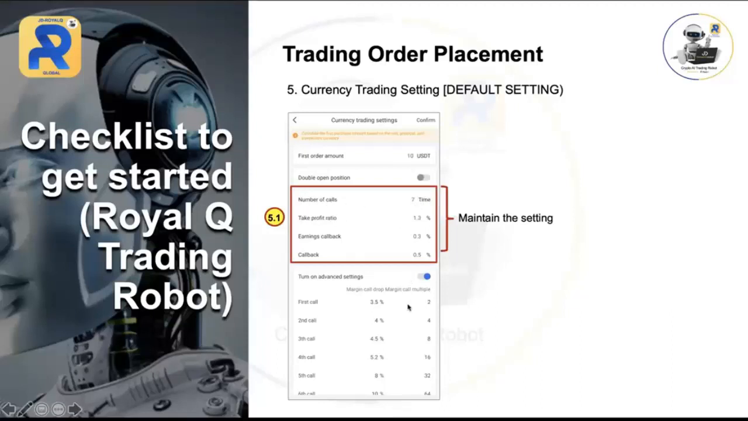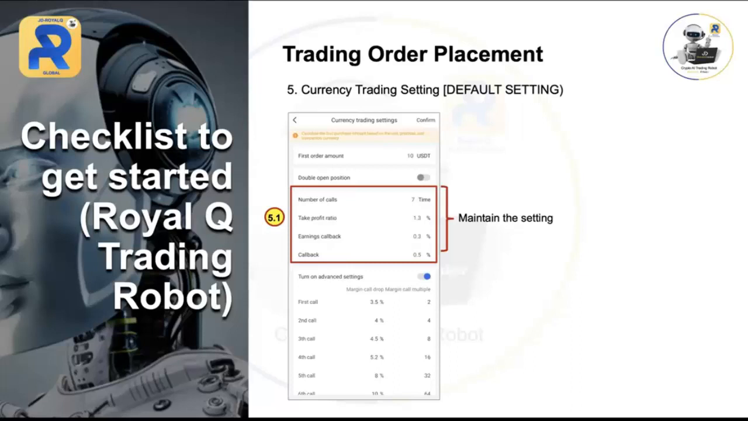Now, when you see 7, you will see at the bottom here there will be 7 calls, which simply means if the market goes against your average price, against your open price, and it goes by 3.5%, it will then automatically replenish at first call 2 times over here. This is an example, okay? So if the market goes further against you, it will automatically replenish and buy a new order in order to protect your trade so that you don't get liquidated.